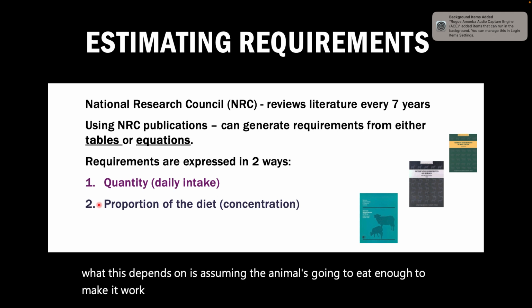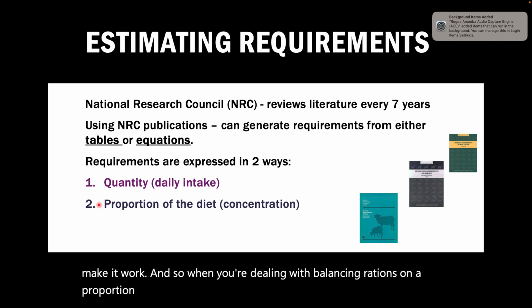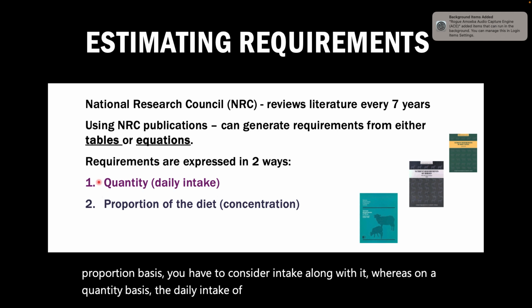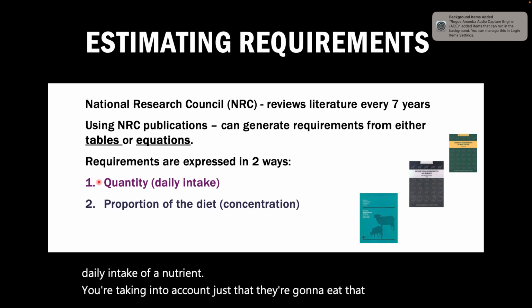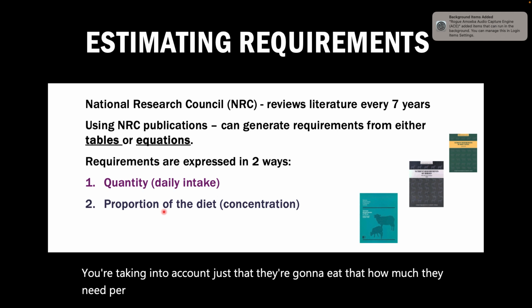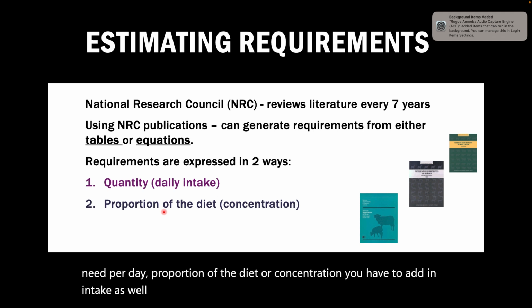And so when you're dealing with balancing rations on a proportion basis, you have to consider intake along with it. Whereas on a quantity basis, the daily intake of a nutrient, you're taking into account just that they're going to eat that, how much they need per day. Proportion of the diet or concentration, you have to add in intake as well. Whereas the first one has it included, the second one you have to account for it.